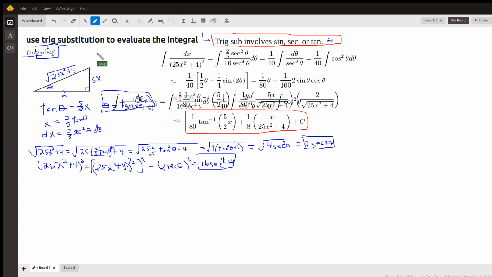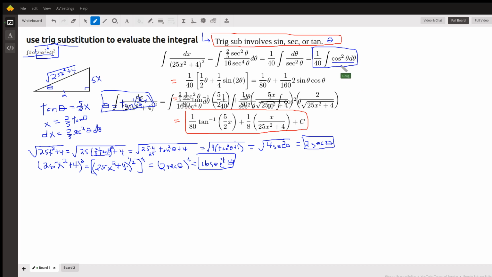Now we're ready to do the trig substitution. dx is 2/5 secant squared theta d theta, and the denominator is 16 secant 4th theta. And when you simplify that, you end up with this. We're ready to find the antiderivative of cosine squared theta.